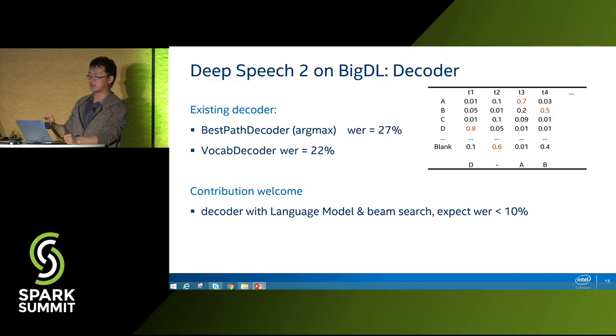And with that, you get a WER. WER means word error rate, and that's an evaluation metric for the accuracy of your speech recognition model. With the best path decoder, we got a 27% word error rate. And if you improve it with a vocab decoder, that means you compare your output sentence with some vocabulary and make sure each word can find its most similar word in that vocabulary, you can get a better output sentence. That can improve your word error rate by 5%. We are also developing some beam search and language model-based decoders, and your contributions are also welcome.